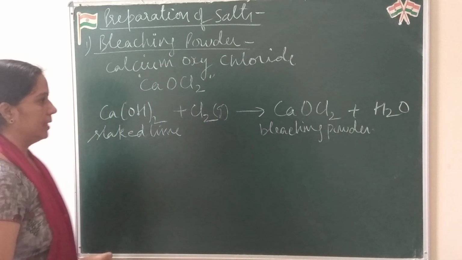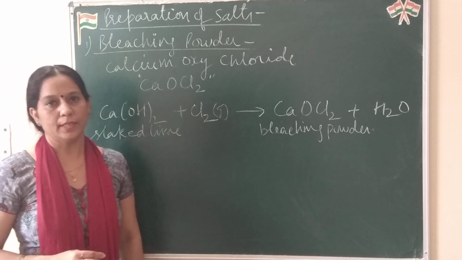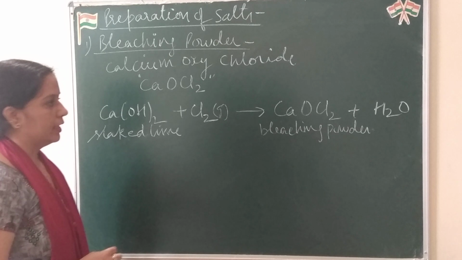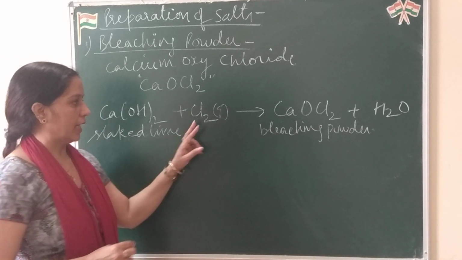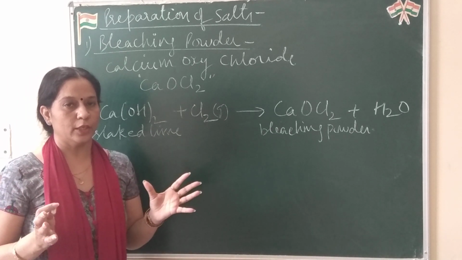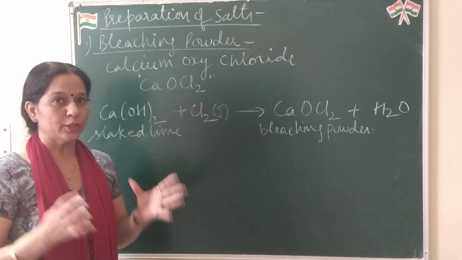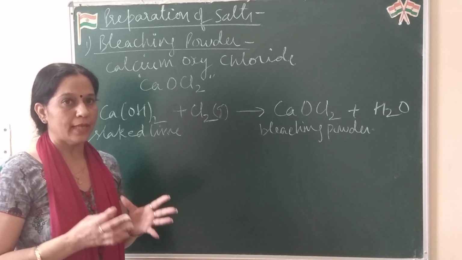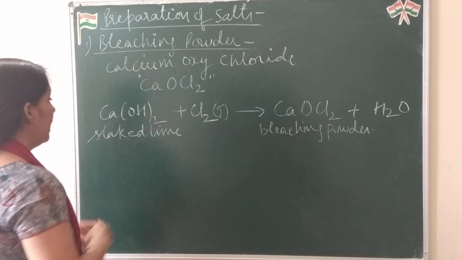Calcium oxychloride is very light yellow, whitish yellow we can say, in color, and when it is exposed to air, it reacts with carbon dioxide and releases chlorine gas. So whenever bleaching powder is exposed to air, it will give the smell of chlorine gas, and that is the identification of the given salt.